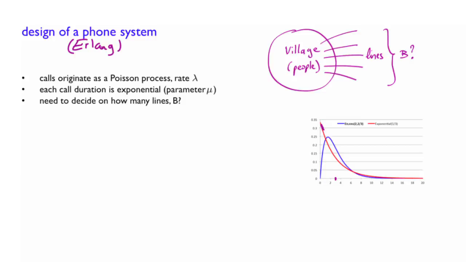The Poisson process runs in continuous time, and call durations being exponential random variables are also continuous random variables. So it seems that we are in a continuous time universe.